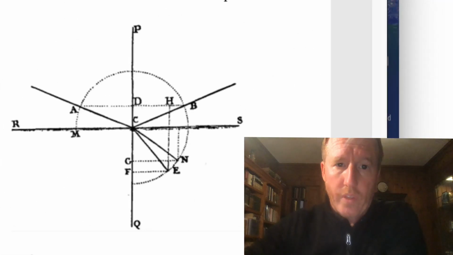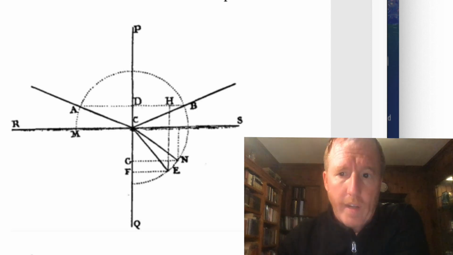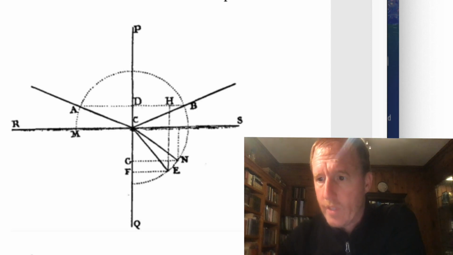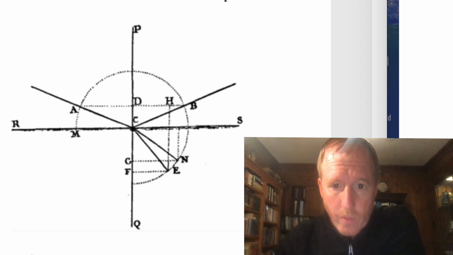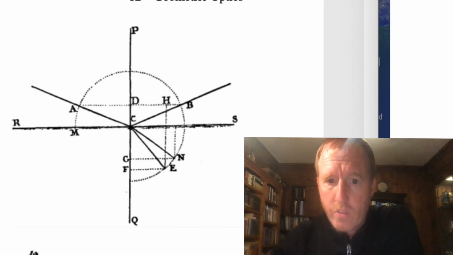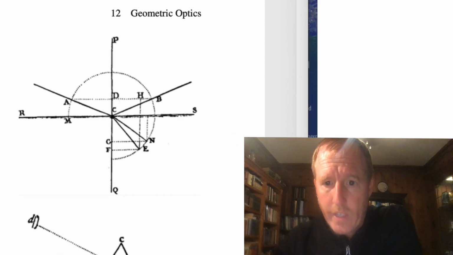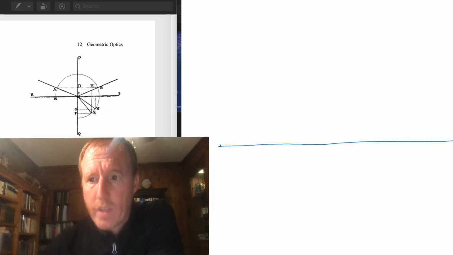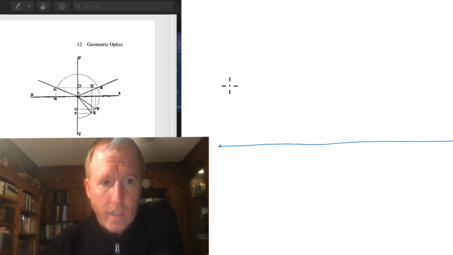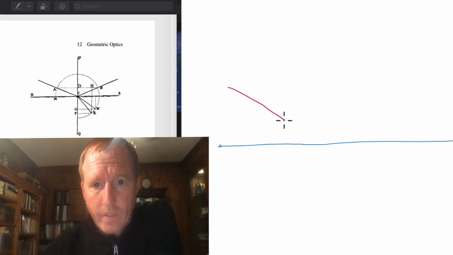Let me pause there and show you this diagram. I'm going to draw it a little bit bigger and step through it so you understand what he's talking about, because it's actually not that hard to understand. So let's suppose we have this surface of stagnating water right here. I'll draw it a little bit bigger. And suppose we have red light, which I'll draw in red, coming in like this and incident at a position C, right there.